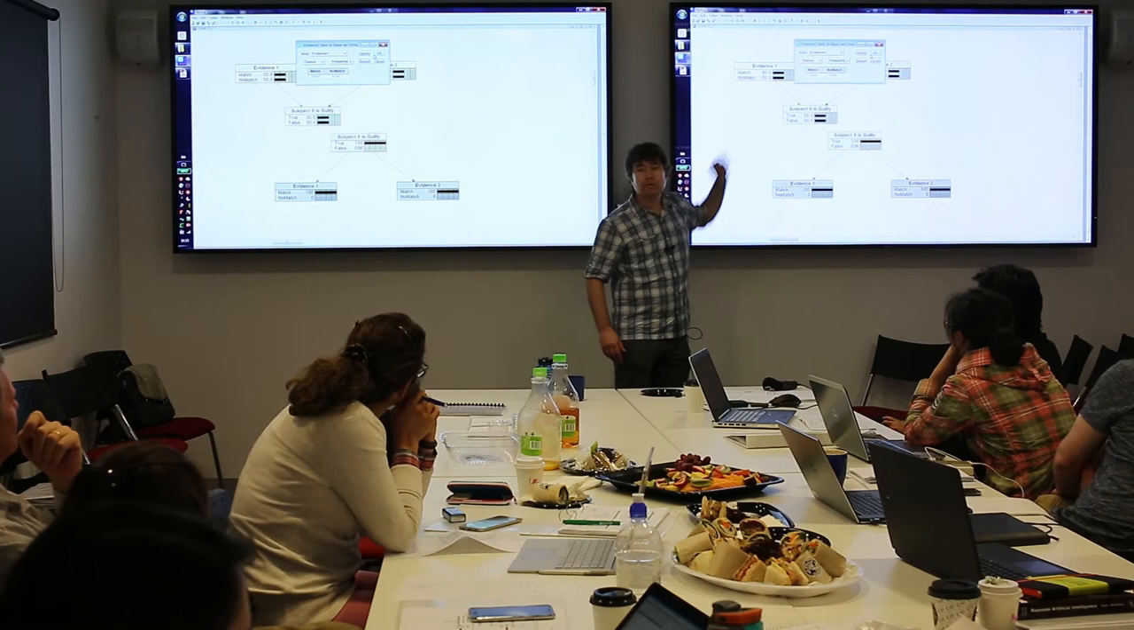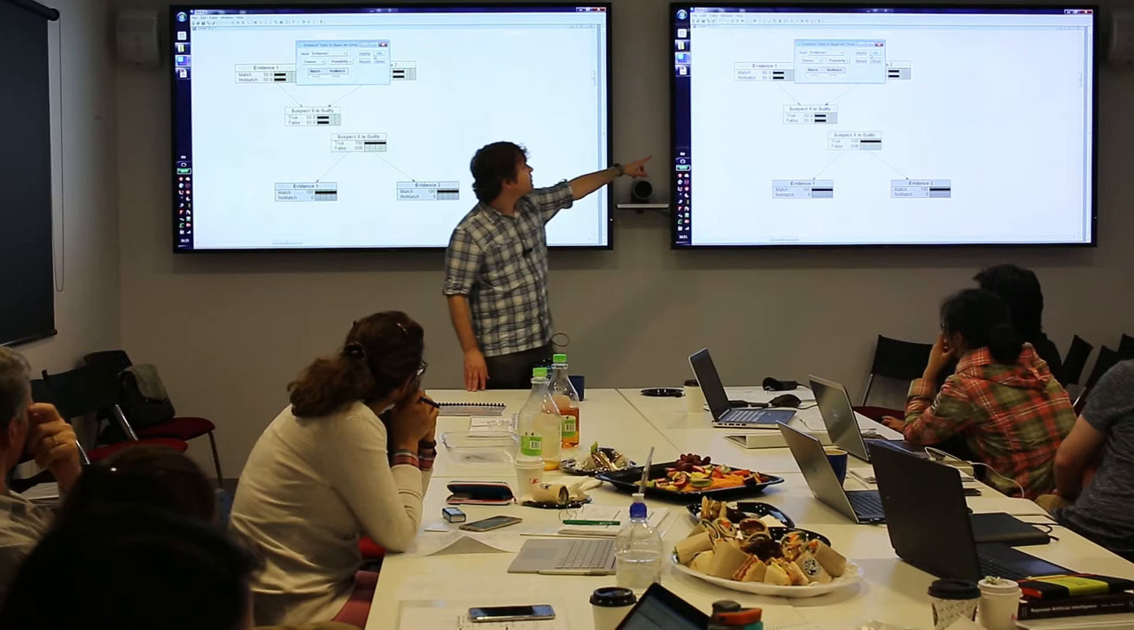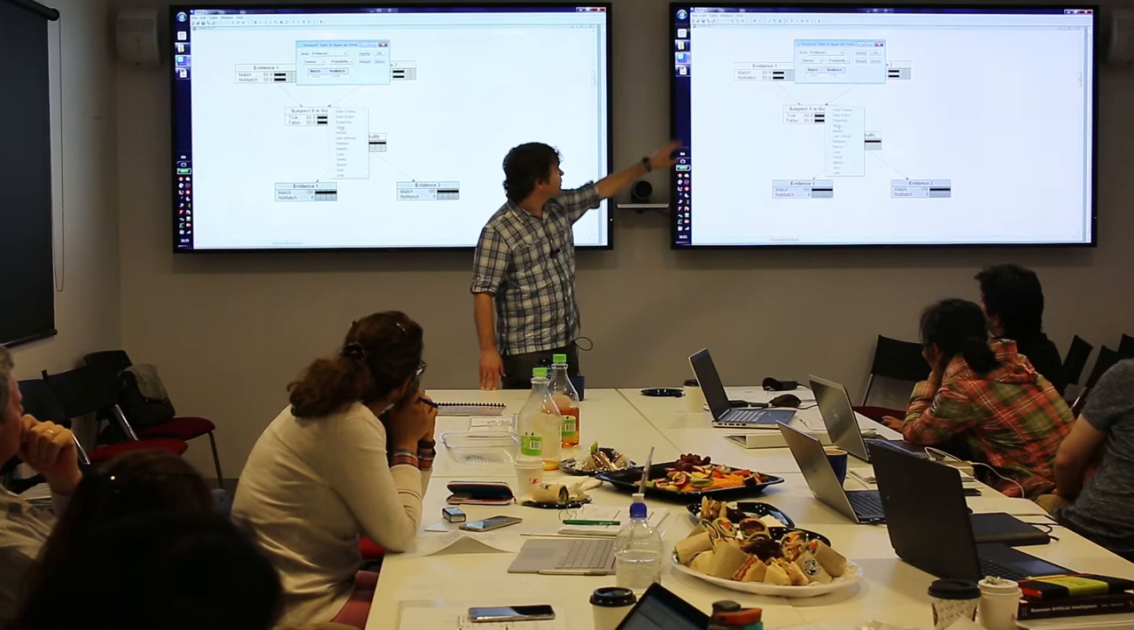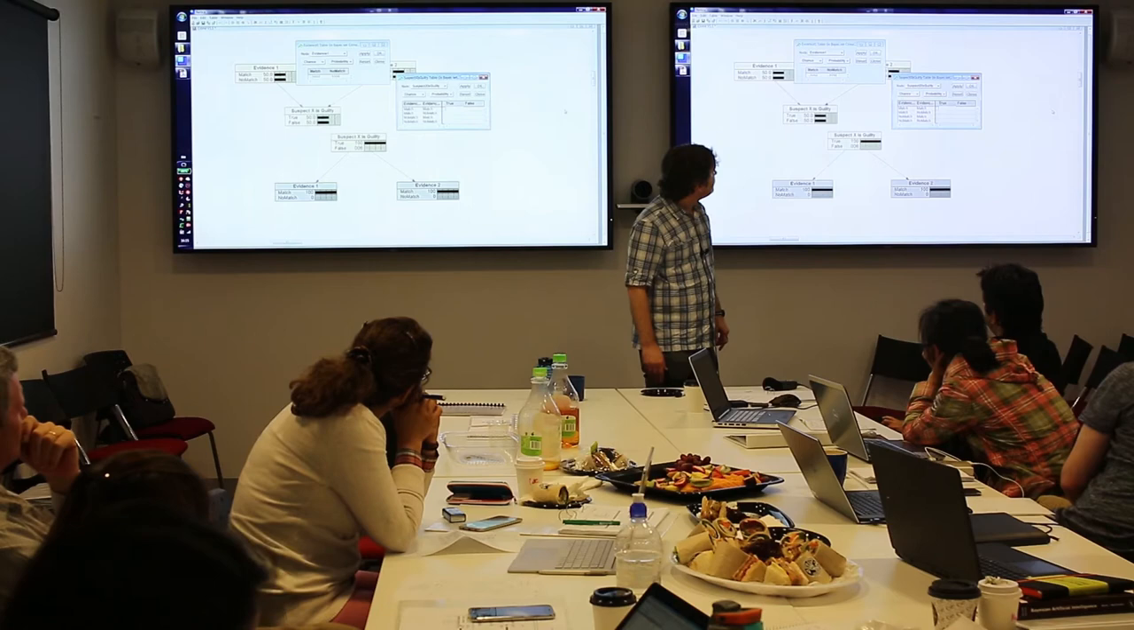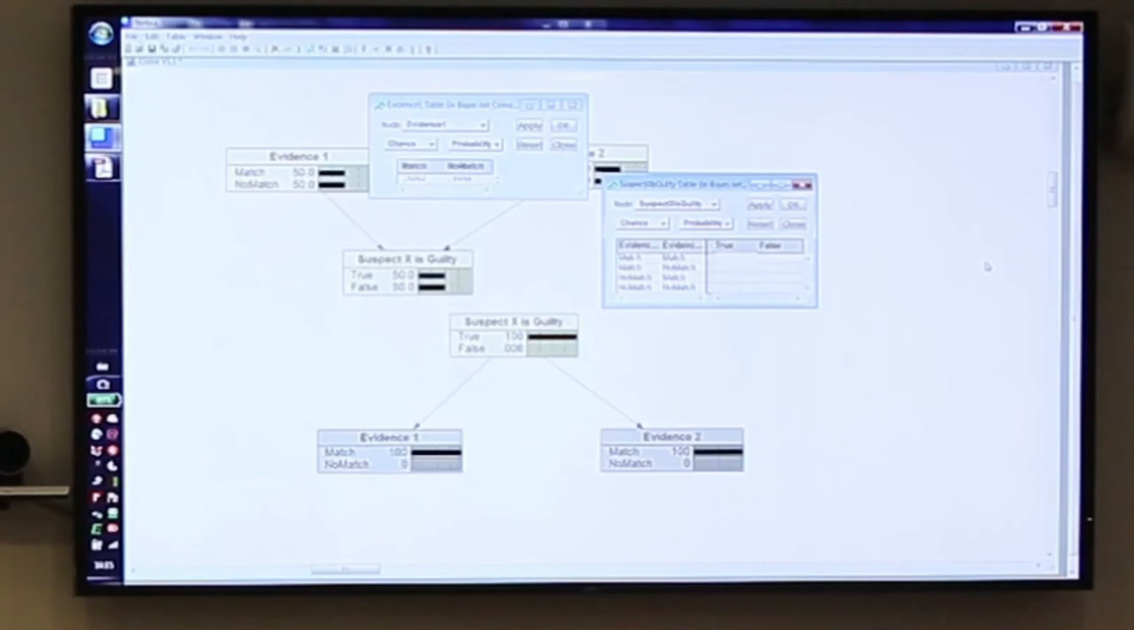Okay. And let's go down to what the table looks like at suspect X is guilty, assuming that's the way we entered the top two. Now, what do we put here? So the probability that suspect X is guilty, given that both match. How'd you get that? I can read it. You read it off the other graph. Yeah, right.